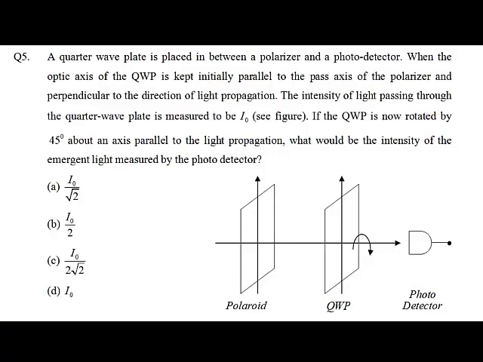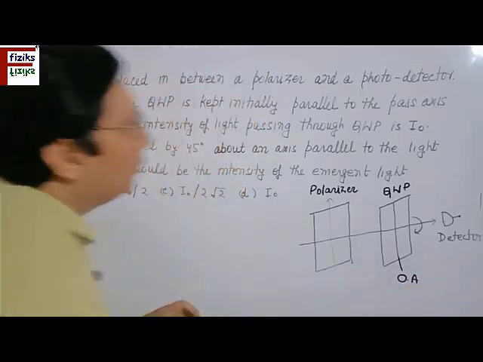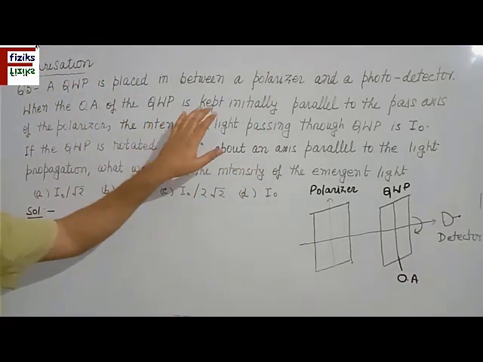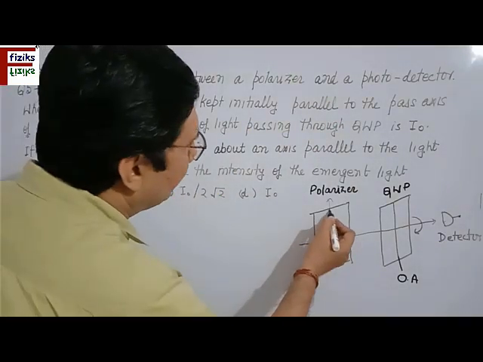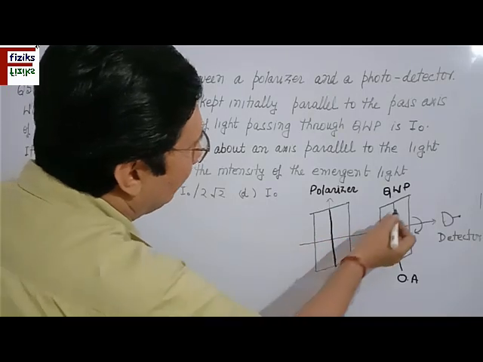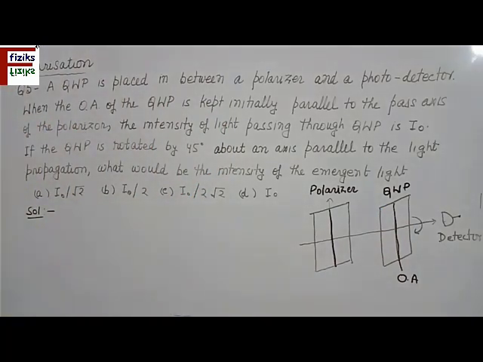So this is question number 5. In question number 5, a quarter wave plate is placed in between a polarizer and a photodetector. Here this is a polarizer, this is a detector, and between them a quarter wave plate is placed. The optic axis of the quarter wave plate is kept initially parallel to the pass axis of the polarizer. Here this is the pass axis of the polarizer and this is the optic axis of the quarter wave plate. Initially they are parallel to each other.